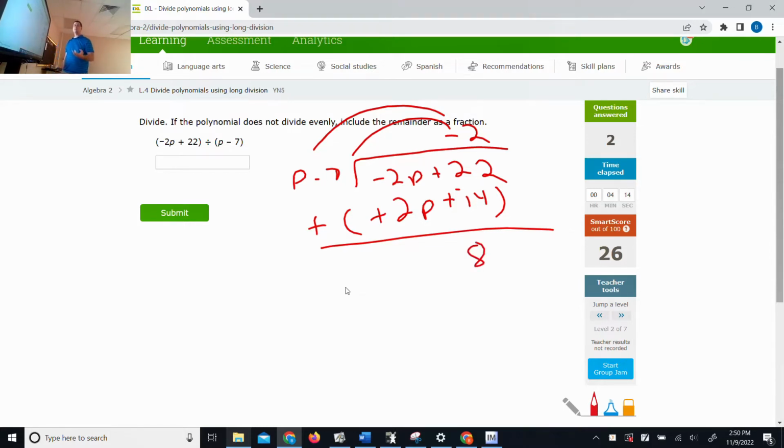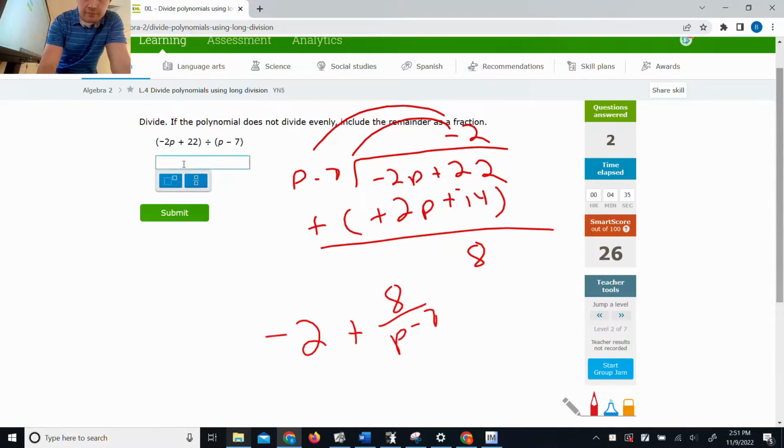And you cannot turn a p into an 8 using positive exponents. If that doesn't make sense to you, it's because you haven't got to that lesson yet in Algebra 2. But this is my remainder. This should be written out as negative 2 plus 8 pieces of p minus 7. At least that's how I teach my kids to do it. Hopefully IXL is the same.